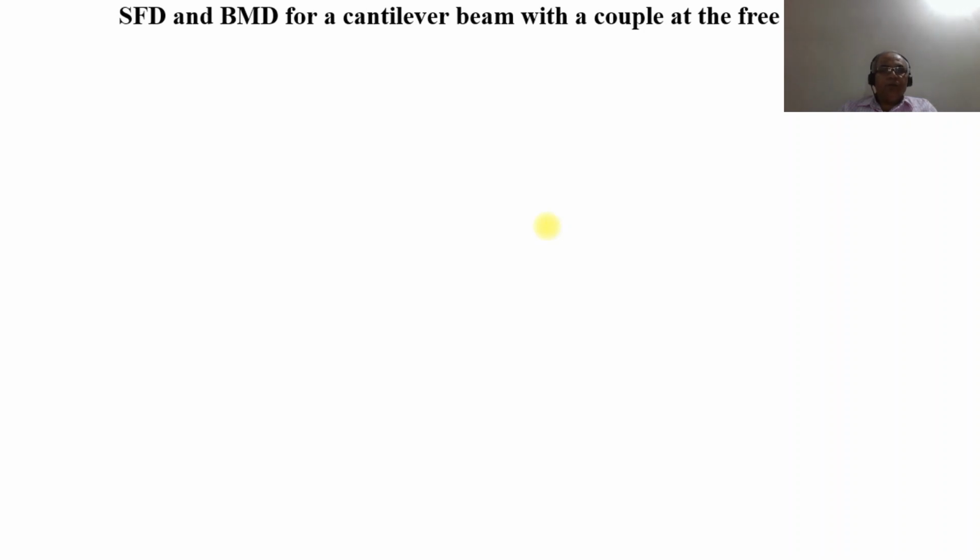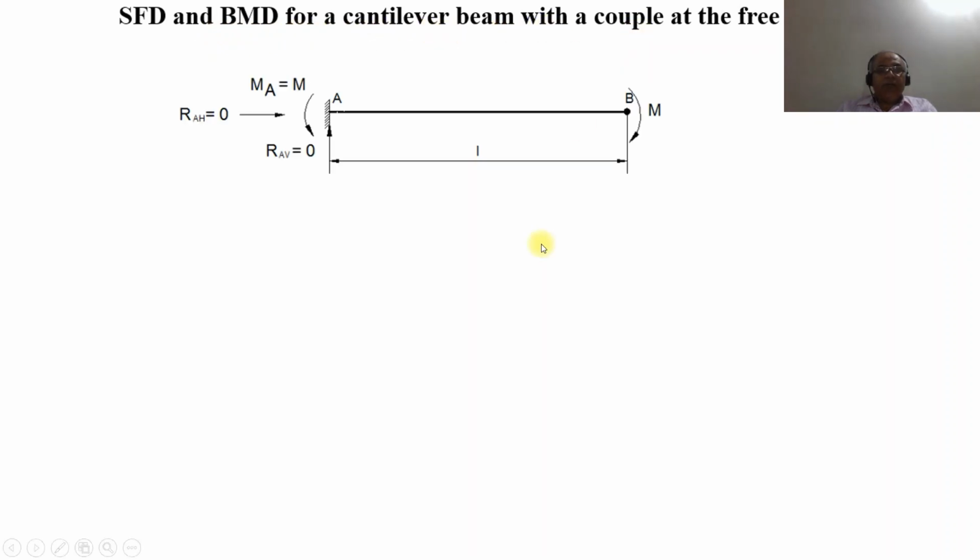Now, in this video, we are going to take up one more type of load acting on the cantilever beam, which is a couple. So, draw the SFD and BMD for a cantilever beam with a couple at the free end. This is the cantilever beam wherein one end A is fixed and the other end is free, where the clockwise couple M is acting on the beam.